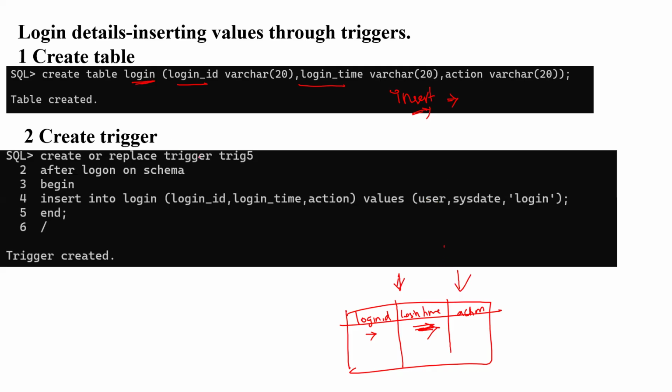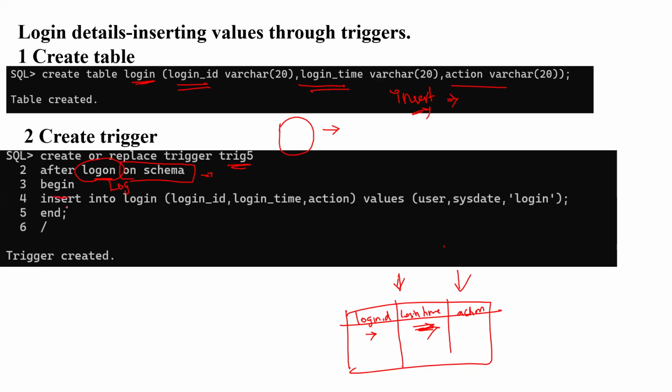Okay, so first we'll see. I have created a table with the login ID, login time and action. Now I'm going to create a trigger called trick 5 after logon. LOGON is the keyword, and it will give you the login details. ON SCHEMA is also a keyword, so not only for a particular table, on the whole schema you're going to get the login details. It's about your entire database.